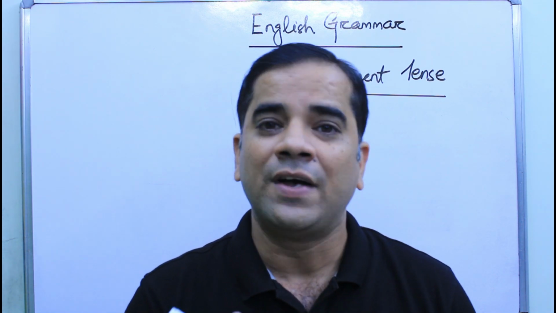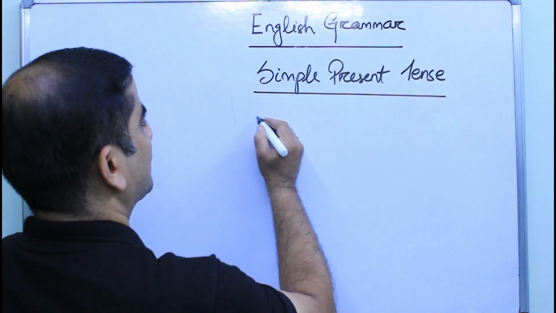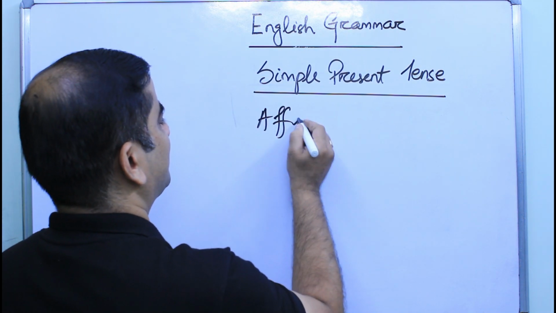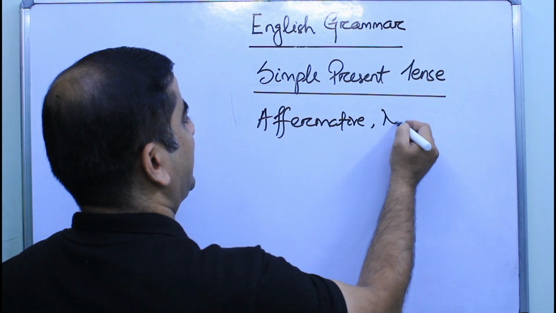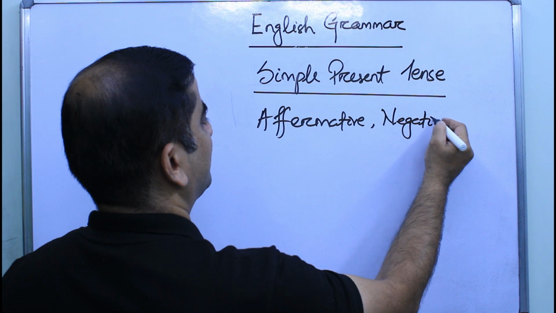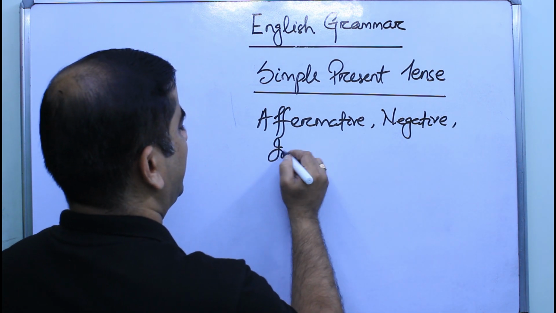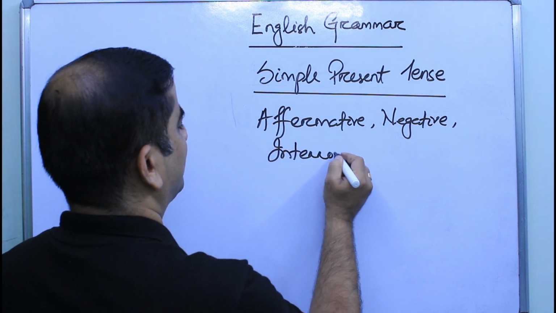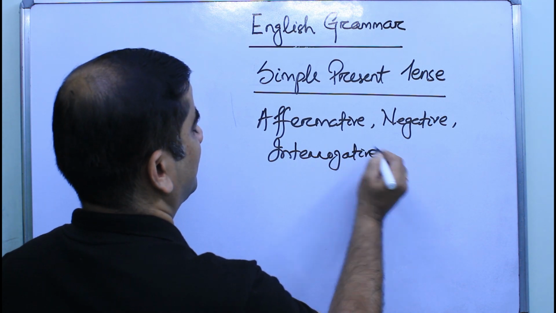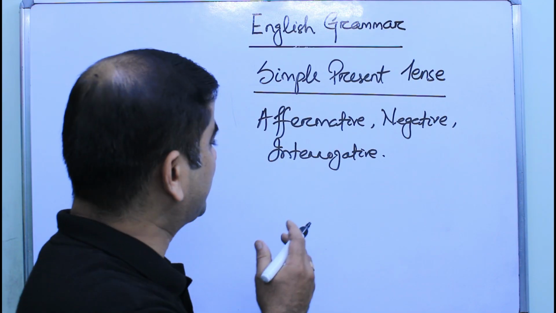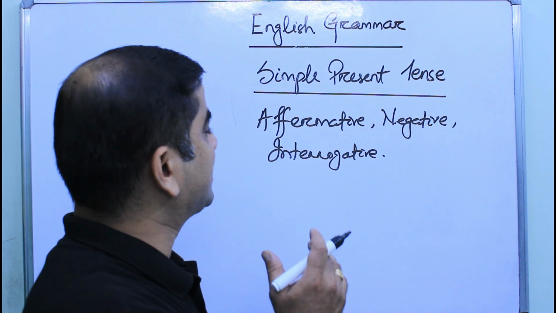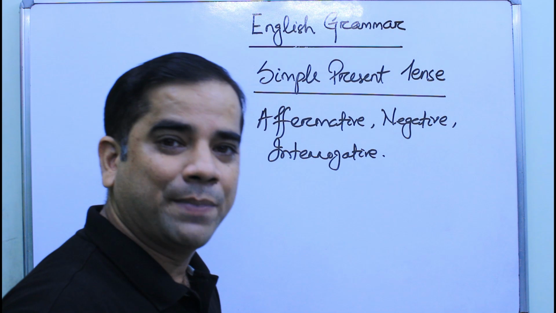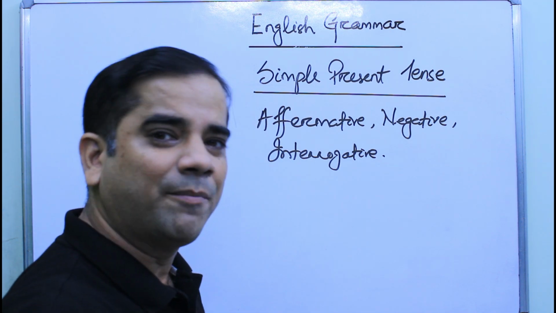Students, now we are going to discuss how to use the simple present tense in the 3 forms of sentences. Those are affirmative, negative, and interrogative. Okay? Students, I am going to give some examples after which you will clearly understand how to use the simple present tense in these 3 forms of the sentence.